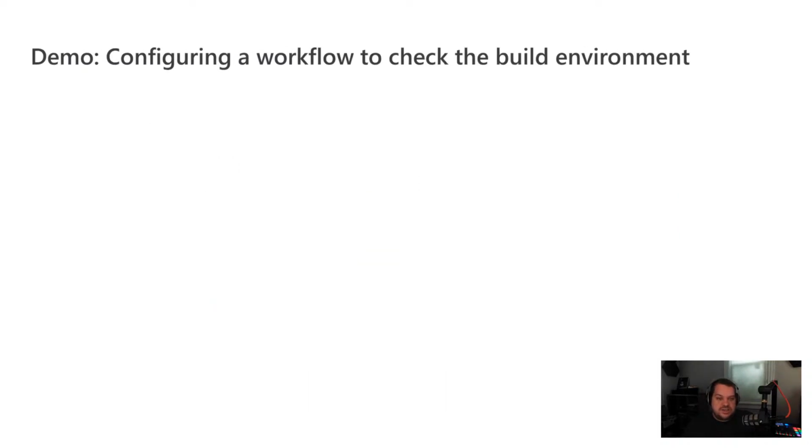So let's actually try and configure a workflow to check our build environment, because I think that's the easiest way for us to build our very first workflow file. This is going to require us to do some really basic GitHub stuff. So if you've never worked with GitHub before, I'm just not going to assume anything. We're going to do some really, really elementary stuff here.